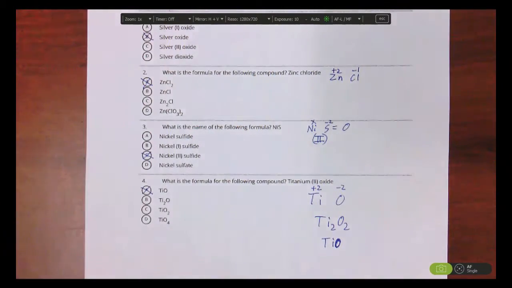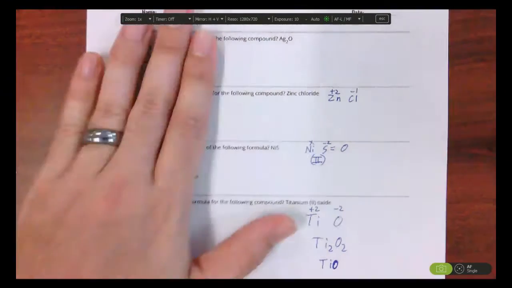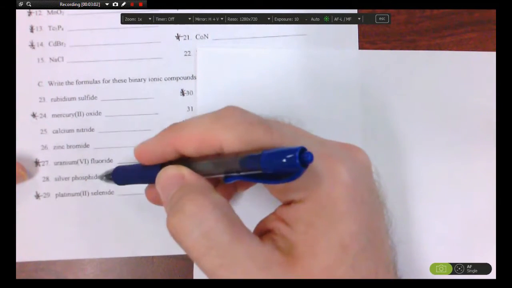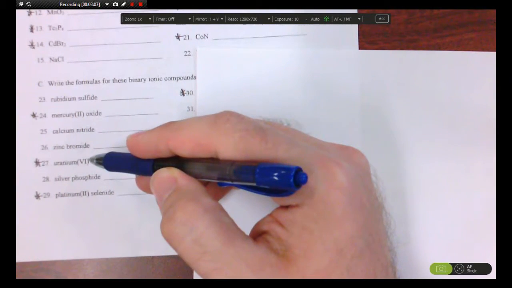These are the kind of questions, I promise you, that will be on the test. So this is a good way to look at these. You should have been able to do these without any problem because they tell you the charge with a Roman numeral. You should be okay.